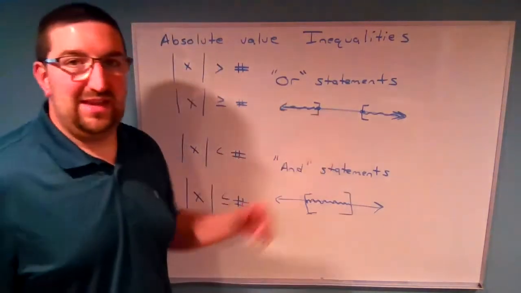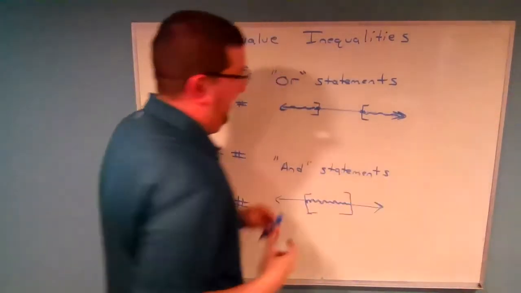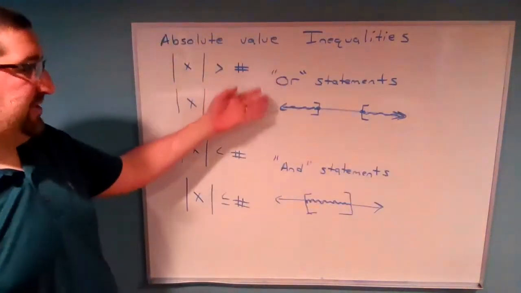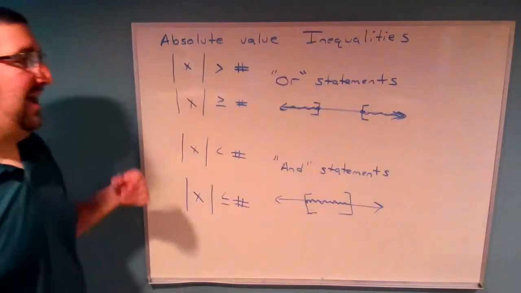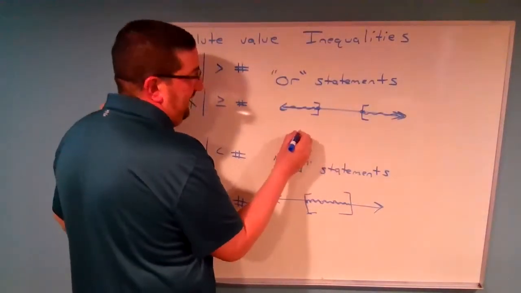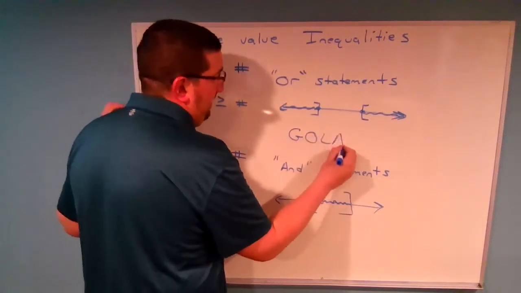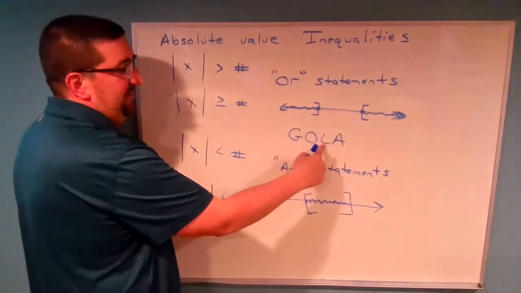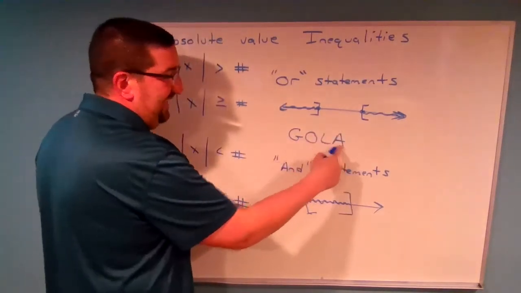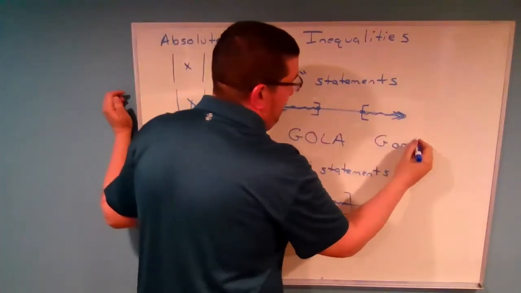But an or statement would be less than this number or greater than that number. So we have our or statements and our and statements. A good way to remember this is I have two ways that I teach. You can think of it as GOLA. Greater than is an or statement, less than is an and statement. GOLA.